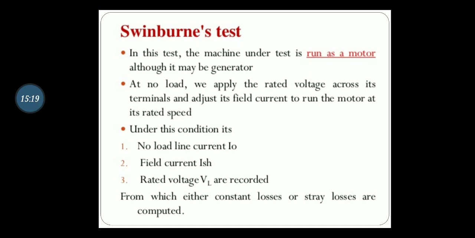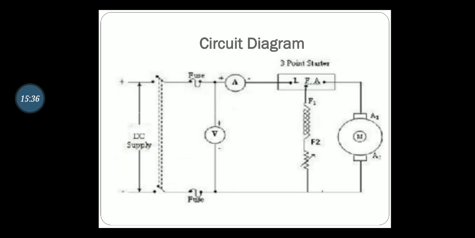So under this condition, the no load line current I0, field current ISH, and rated voltage VL are recorded, from which either constant losses or stray losses are computed. So this is the circuit representation of the motor. Initially the motor can be run under no load condition.